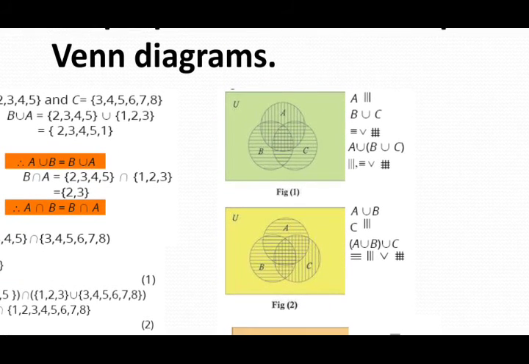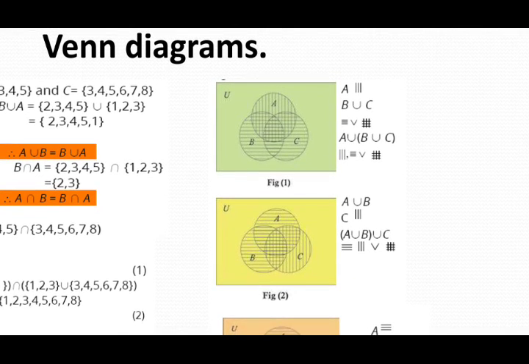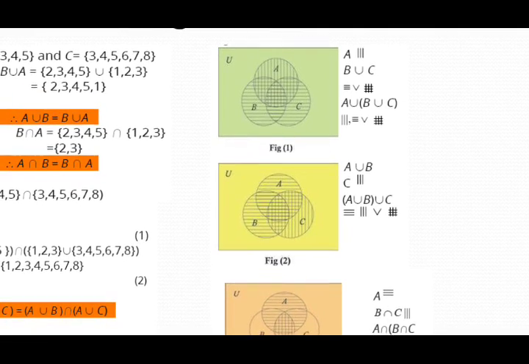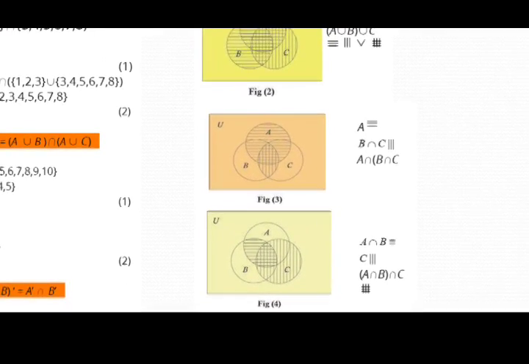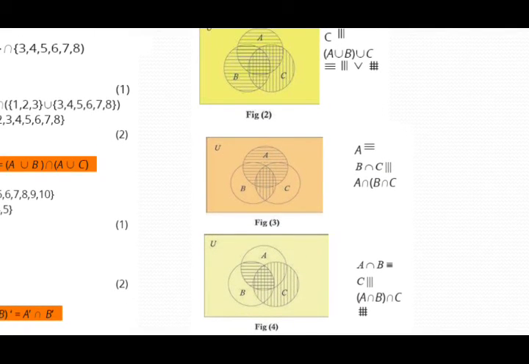These are Venn diagrams. If you have three sets, then in the first figure we denote A by vertical lines, B union C by horizontal lines, and their total union is all the lines. If we want to see their intersection, then it has both lines, vertical and horizontal. In figure 3, with intersection, the same case: A by horizontal lines, B intersection C by vertical lines, and then their common area where both these lines intersect.